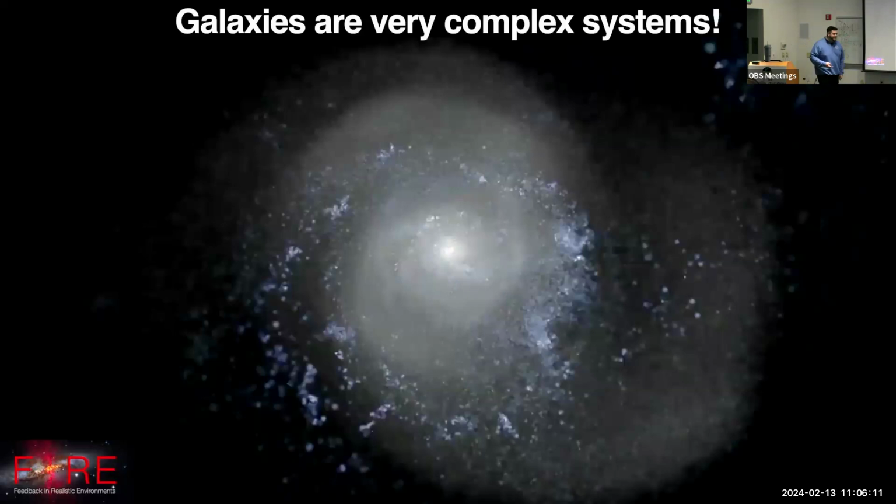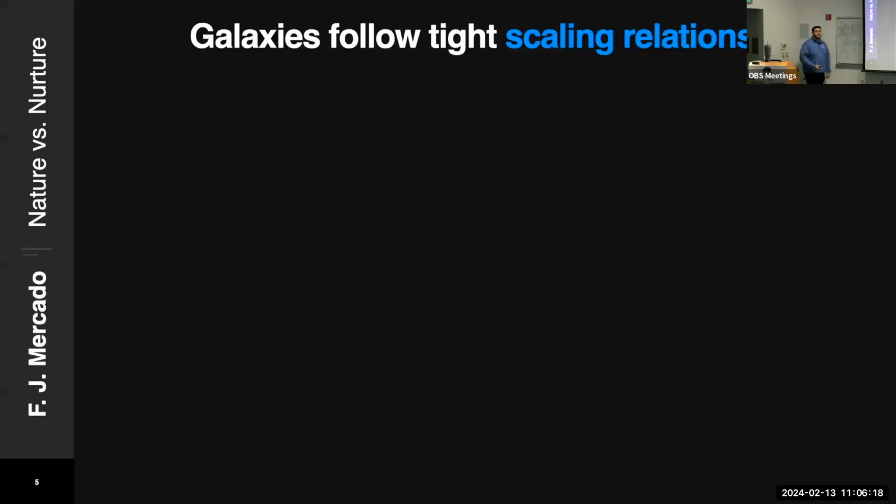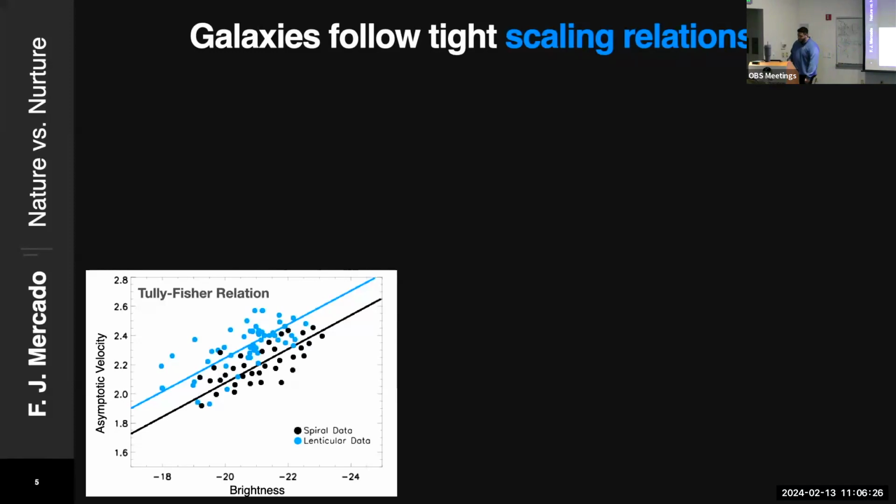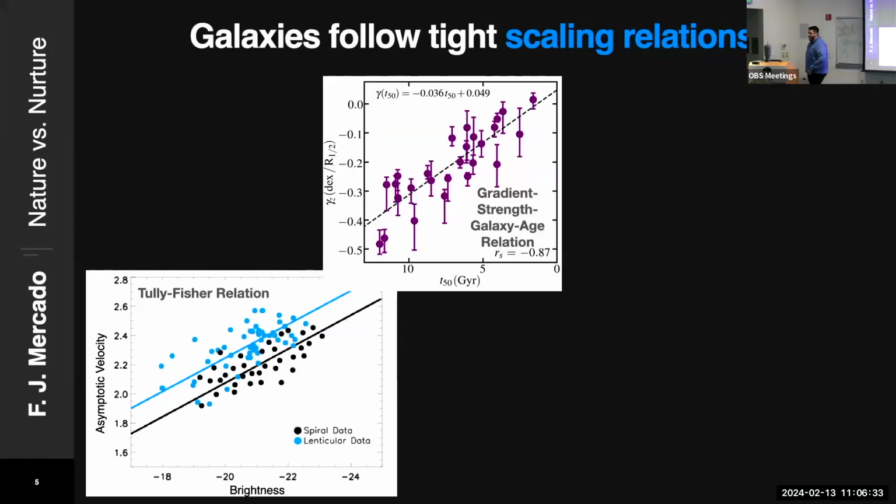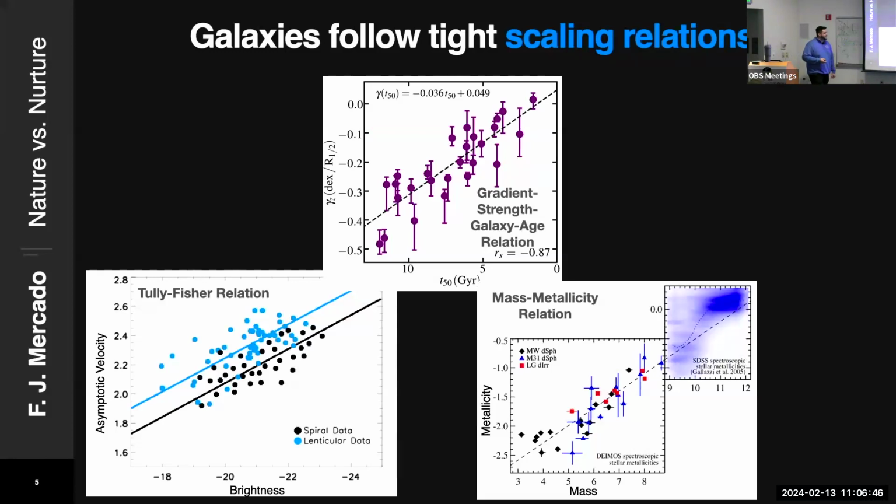But despite being very complex systems and despite having very chaotic lives, these galaxies follow some very remarkably tight scaling relations. Some of these scaling relations that some of us here might be very familiar with, like the Tully-Fisher relation, which connects a galaxy's asymptotic velocity to the brightness or the mass of that galaxy. The gradient strength galaxy age relation, which we'll hear a little bit more about later in this talk, but that connects a galaxy's stellar metallicity gradient to the age of the stars that make up that galaxy.